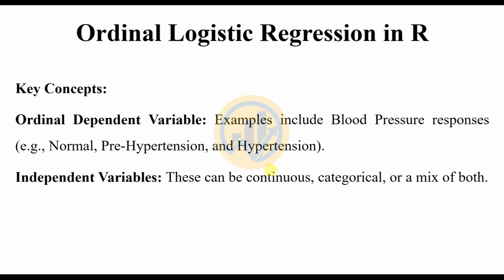The key concepts of Ordinal Logistic Regression in RStudio: the ordinal dependent variable, for example blood pressure response, such as normal, pre-hypertension and hypertension. Then the independent variables for ordinal logistic regression can be continuous, categorical, or a mix of both.